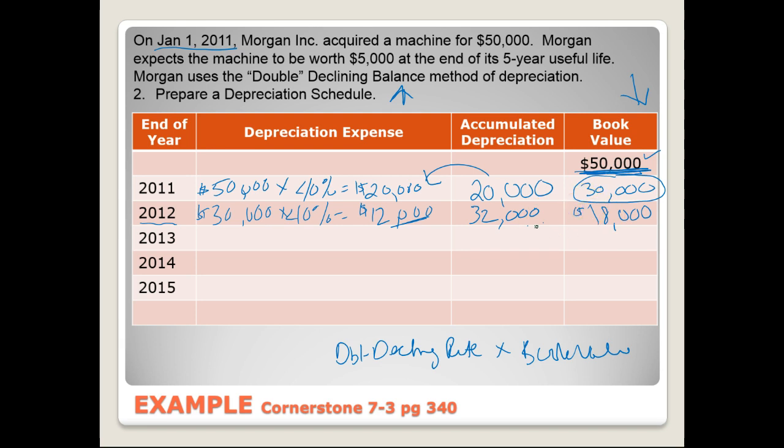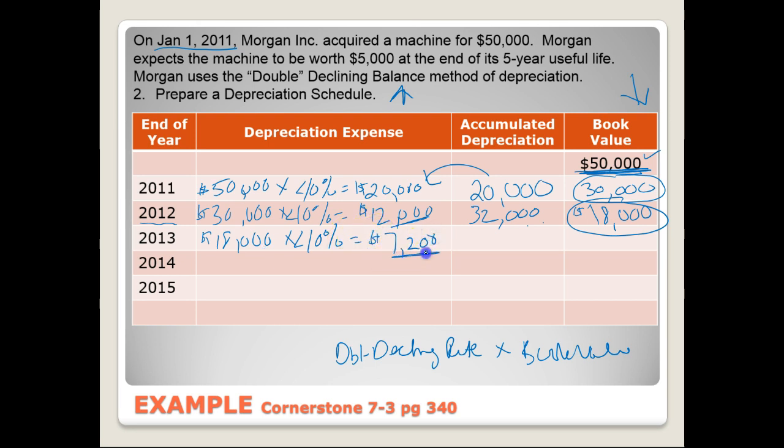So how do we solve for 2013 depreciation expense? I'm going to take my most recent book value, because that's what I'll start 2013 with. I take $18,000 and I multiply that by my double declining balance rate of 40%. 40% of $18,000 is $7,200.